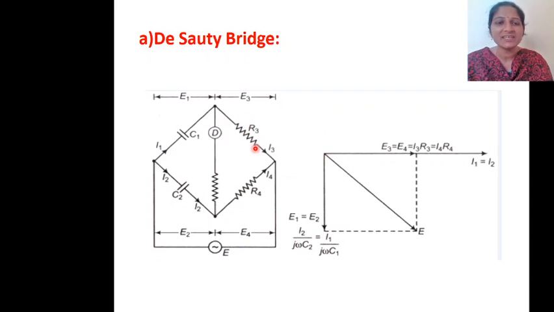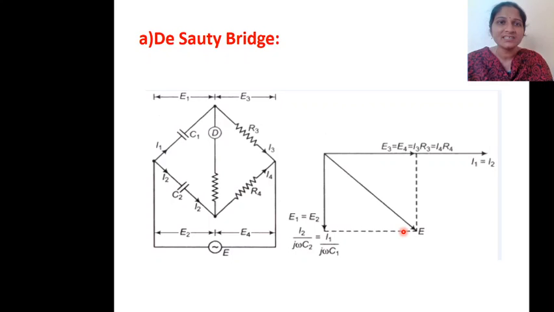Next E3 is nothing but I1 into R3. So I1 R3 will be in the same phase as I1. I1 is in this direction, so I1 R3 will also be in the same direction. That is nothing but E3. And I2 R4 is also in the same direction as I2, which is equal to I4. Then the sum of E1 and E3 will give you the total voltage E, and also E2 plus E4 is equal to the total voltage E. So drawing the phasor diagram is quite simple for the Desauty bridge. Solving the equations and the phasor diagrams are very simple.